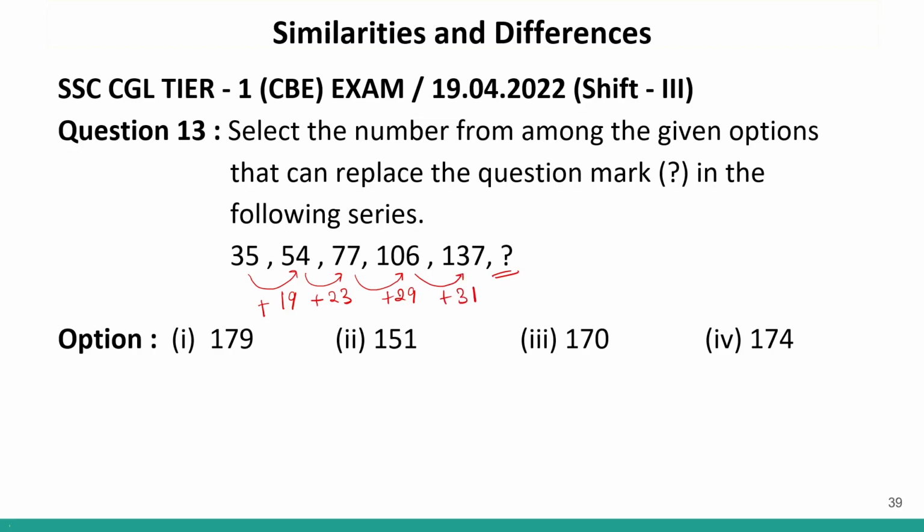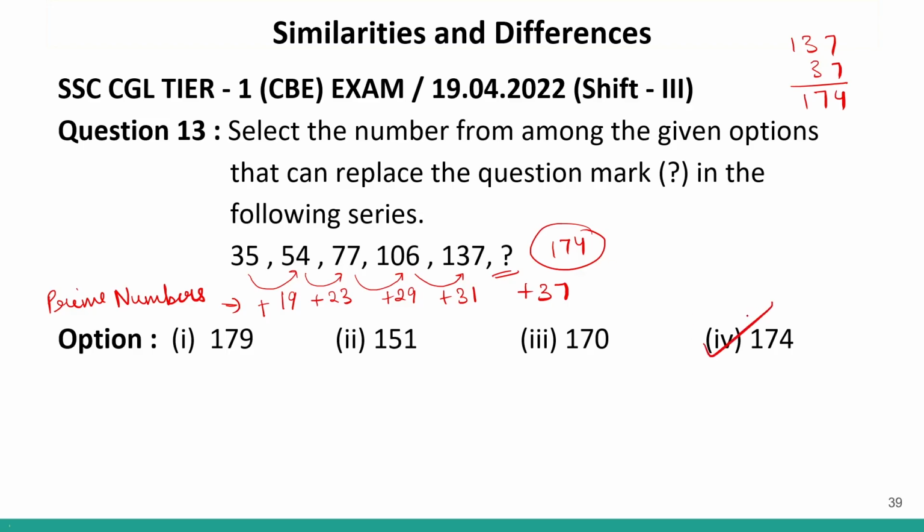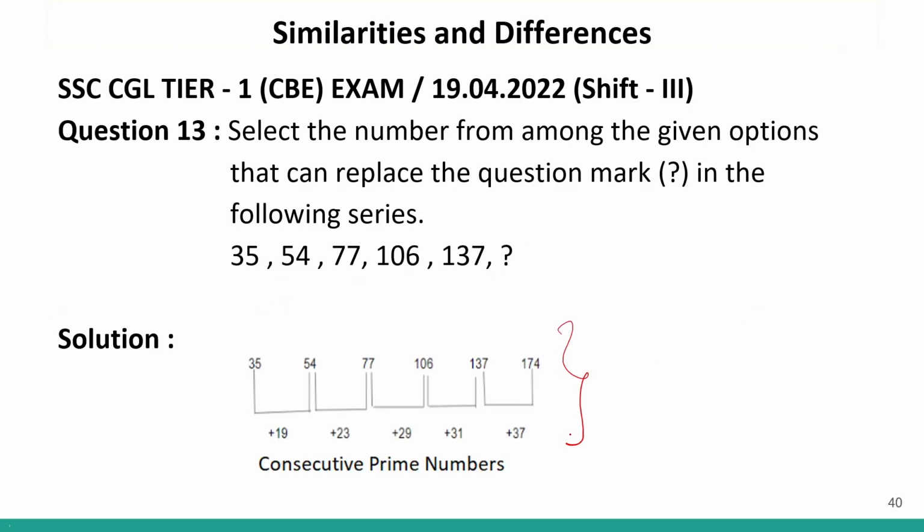Correct? So these are all prime numbers. These are all consecutive prime numbers. I told you in the very beginning that it is important to remember prime numbers from 1 to 100. So if you remember those, you'll know that the next prime number is 37. So I simply have to add 37 in this term to get my next term, which is 174. So my answer will be option number 4, 174. Here you can see clearly we are adding consecutive prime numbers.